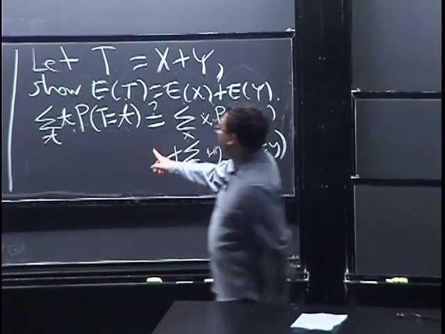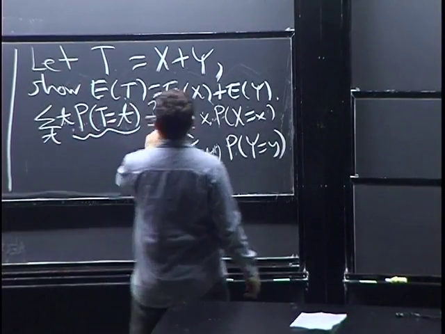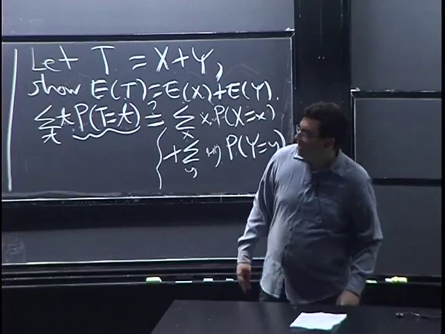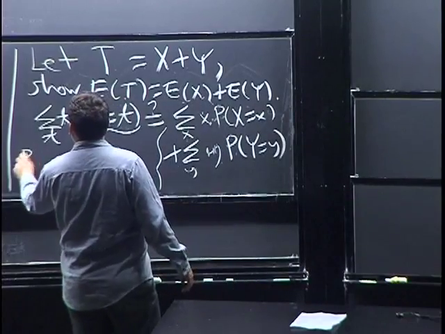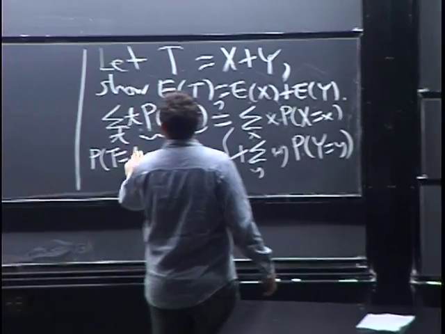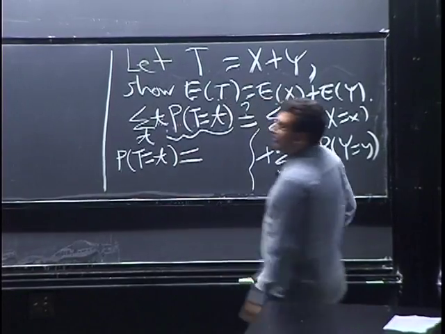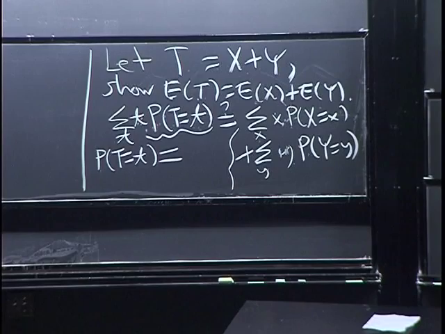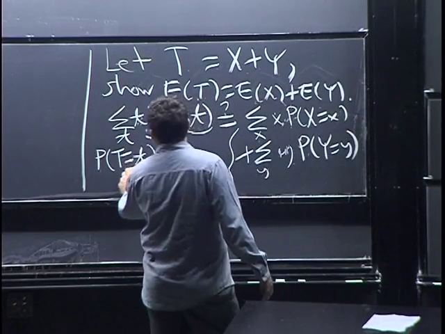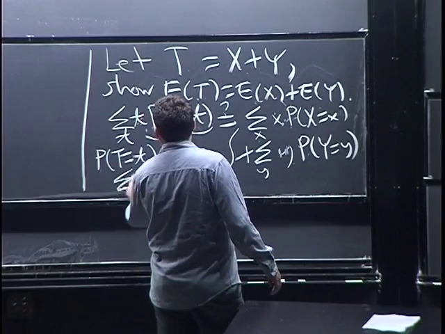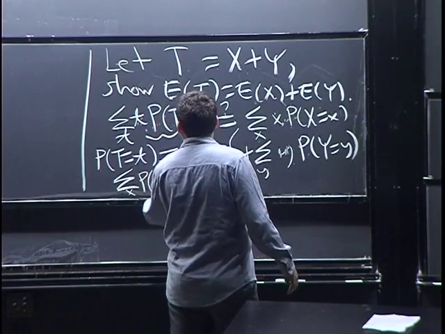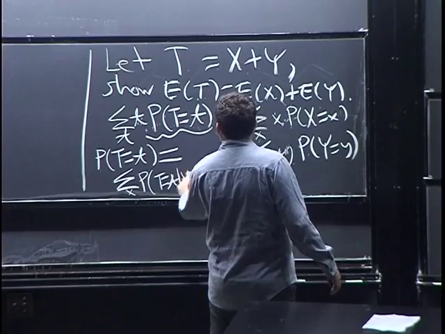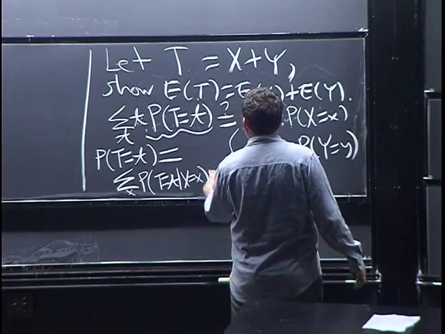But we can try to play around with this P(T = t). In particular, we could take P(T = t), and our most important strategy is conditioning, right? So what do we wish we knew? Well, it would be useful to know X or to know Y, so let's condition on X. So I could write this as the sum over little x, probability that T equals t, given X equals little x, times the probability that X equals little x.